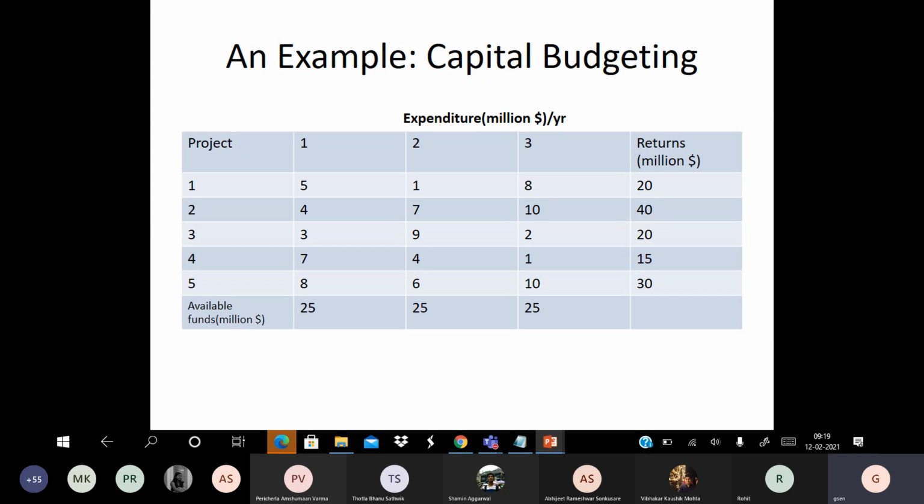Clearly, ideally, a company would like to run all the 5 projects. But why is it not able to do so? Because of the availability of funds. See, 25. If it runs all projects, it will exceed this available fund limit. Now you have to choose which projects to run and which not, in order to maximize your total return. So how do you formulate this problem? What are the decision variables, objective and constraints that come to your mind?